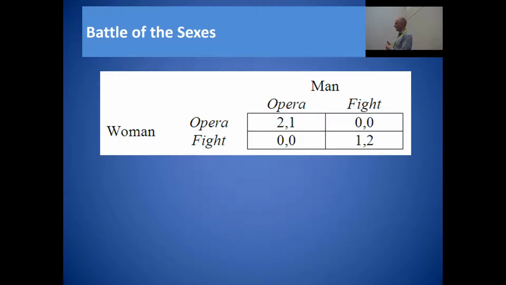So that's the least preferred outcome. More preferred is when they go to the opera together or the prize fight together. Well, the man would much rather that they went to the prize fight together. So he gets his highest outcome, the 2, when they both go to the prize fight. The woman, though, gets her most preferred outcome when they go to the opera together. And that, as we've set it up, is the battle of the sexes.